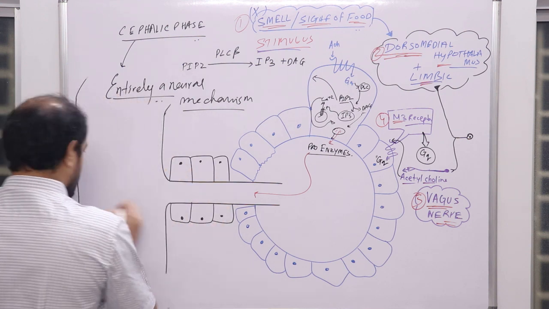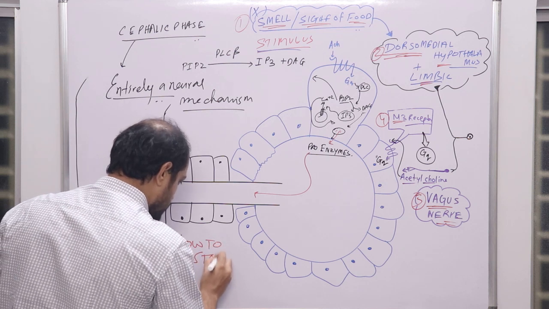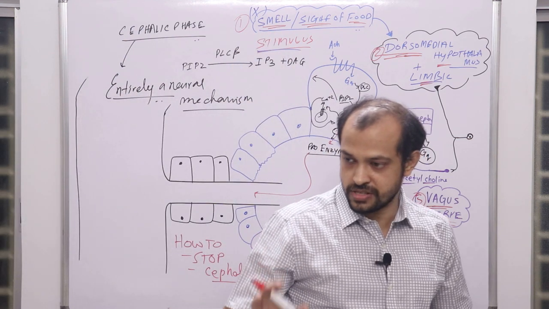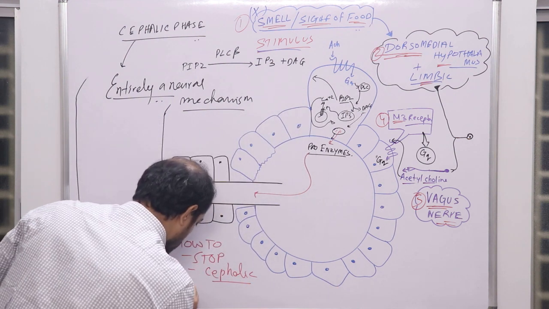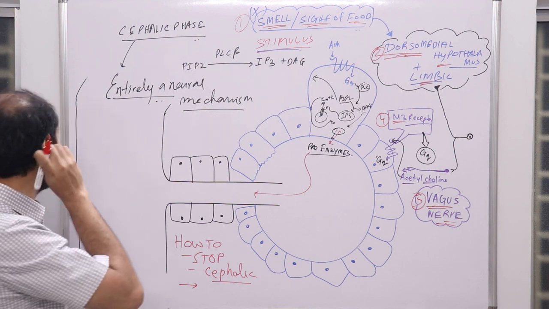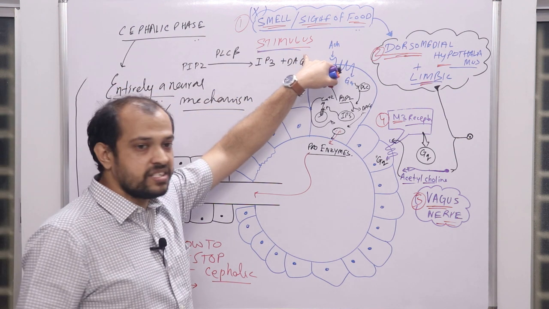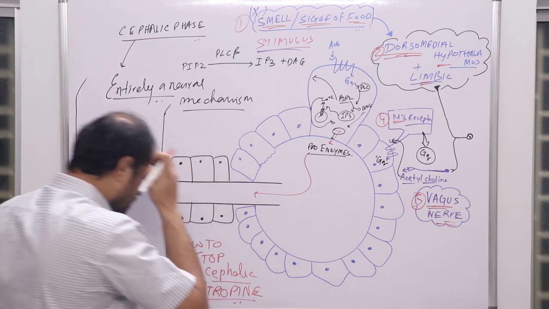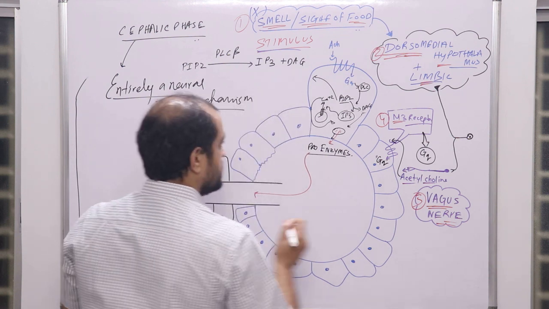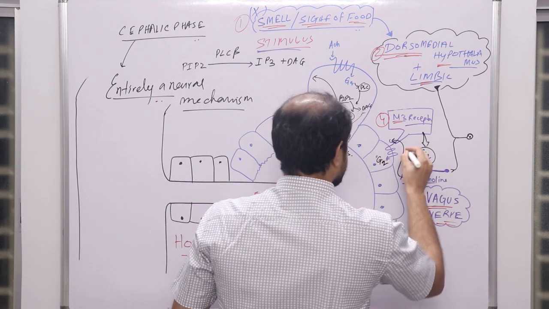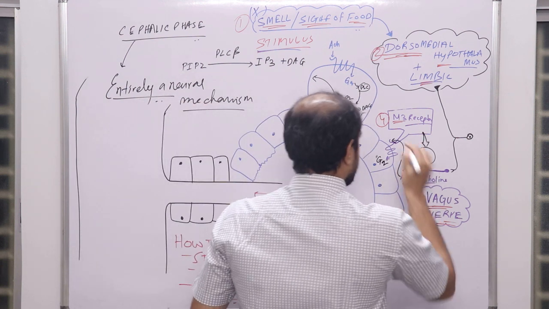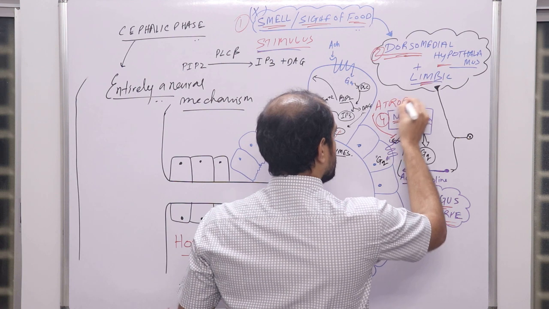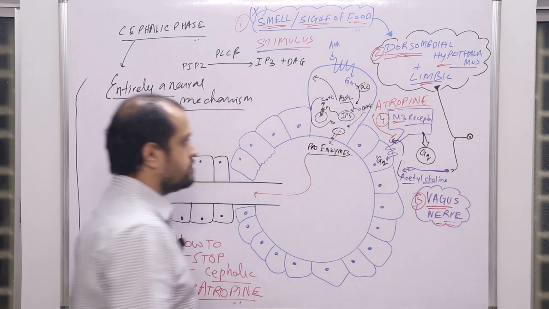So how to stop the cephalic phase? If I write how to stop cephalic phase, what will be your answer? Just withdraw the stimulus, right? Now there is another way. Doctors have understood how you can diminish the effect of the cephalic phase without even diminishing the effect of the stimulus. What is the chemical name? Atropine. Atropine is an anticholinergic drug. Atropine inhibits acetylcholine action. Binding of acetylcholine with M3 receptor is blocked by atropine, which is a classical anticholinergic drug. Clear? It is blocked by atropine.